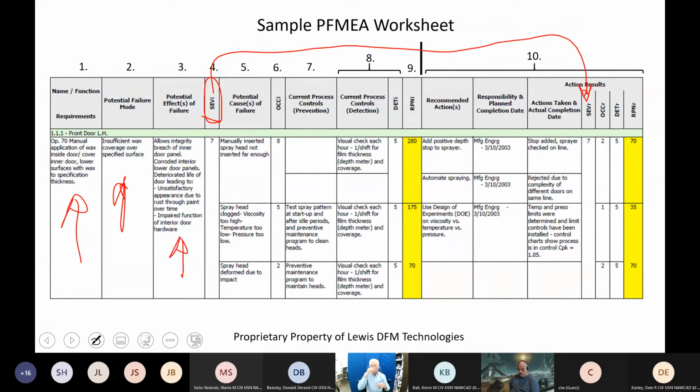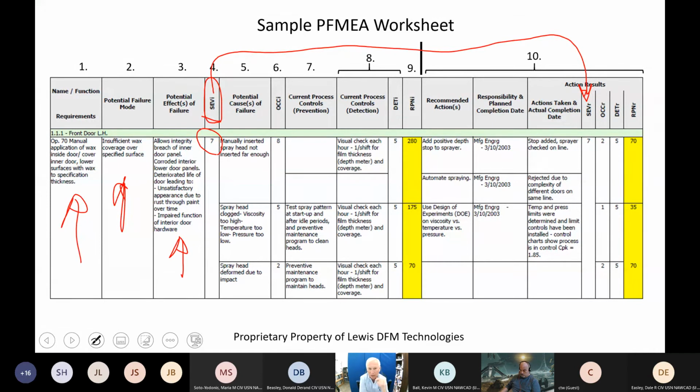Okay, so the team has decided through discussion and a little bit of argument that it gets a 7. Okay, that's a pretty darn important issue. Okay, the failure is pretty severe. It's not a 10. No one's life is going to end and the car is not going to crash, which would be a 9 or a 10, but it's still pretty darn important, deemed to be a 7. And that's what we have to have.